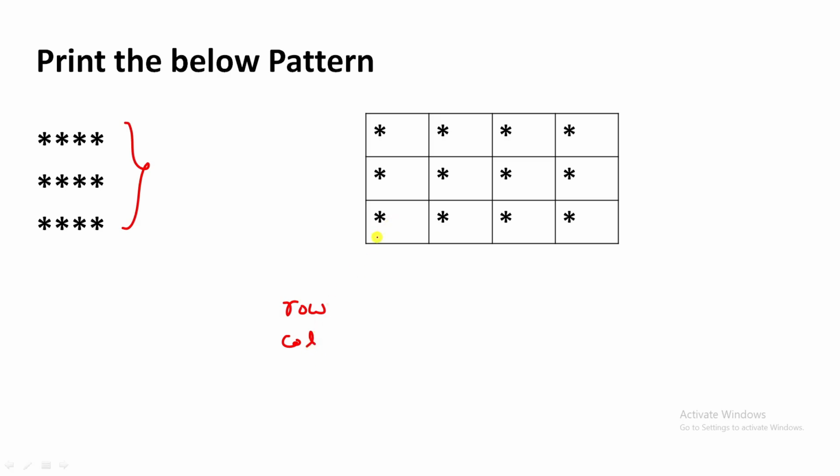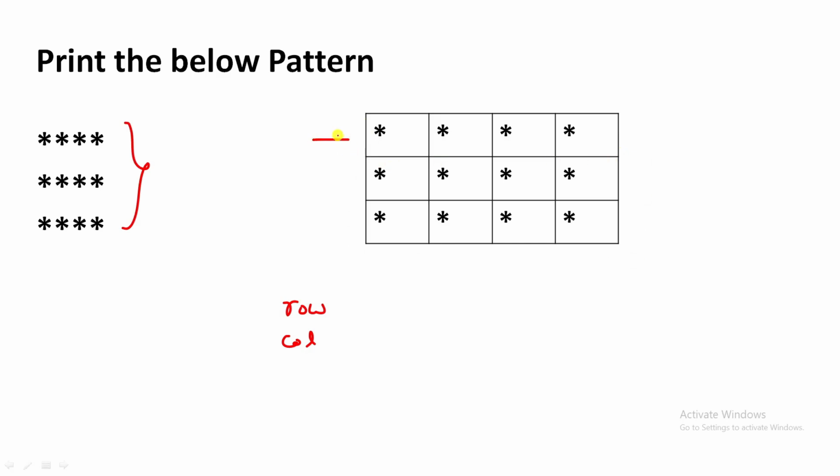I have told you in my previous video, in the basics of the pattern video, that we have to take care of the rows and columns that we have to print. So here you can see, if this is our computer screen, and the same pattern I have printed here, then you can see our computer screen is divided into rows and columns, which I have already told in my basics video of the pattern.